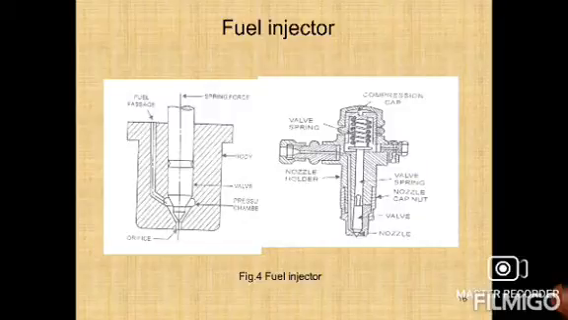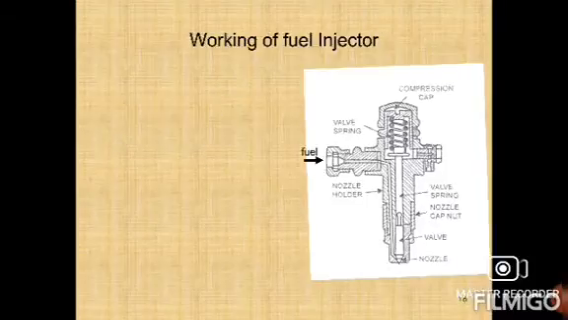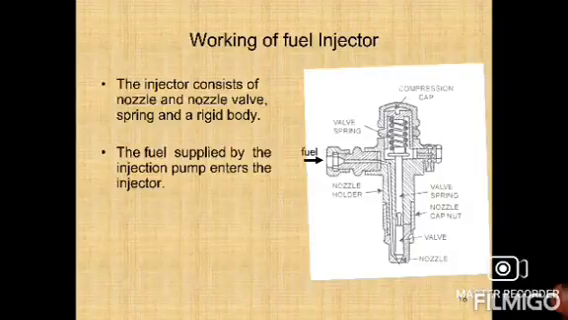So here, the function of the fuel injection is to atomize the fuel, form a spray, and inject it into the combustion chamber, forming a fuel-air mixture. Atomization means tiny particles, a spray type of small particles, forming a spray and injected into the combustion chamber to form a fuel-air mixture. So that is the main thing. Then the injector consists of a nozzle, nozzle ball, spring and rigid body. So these are the main parts.